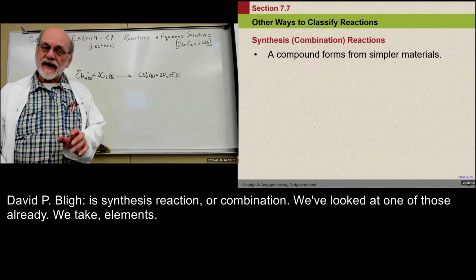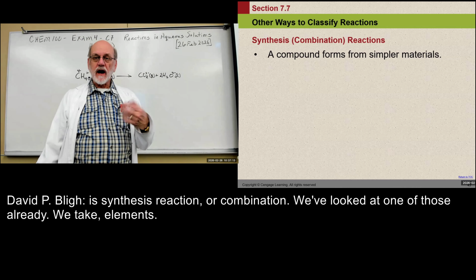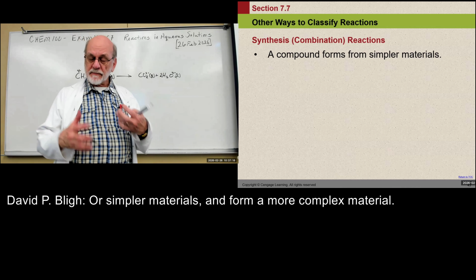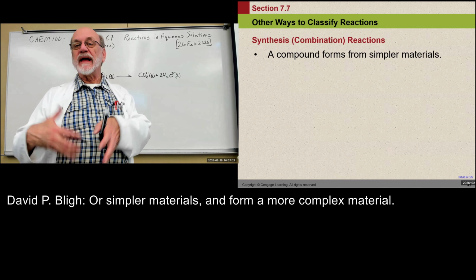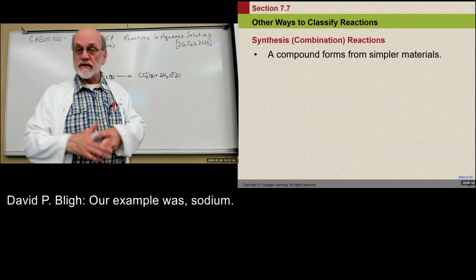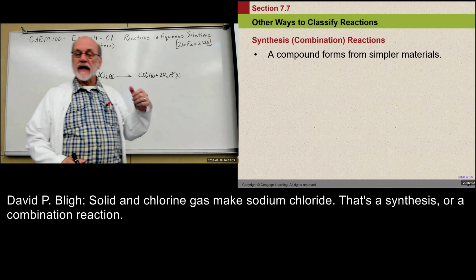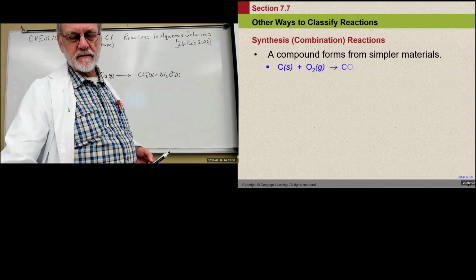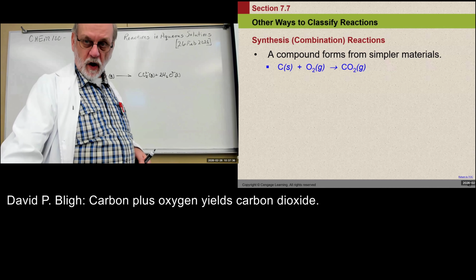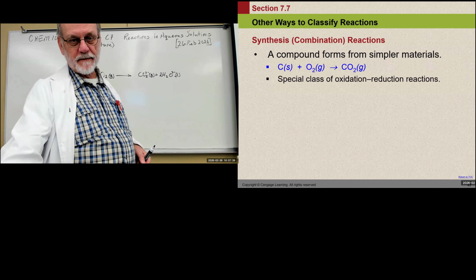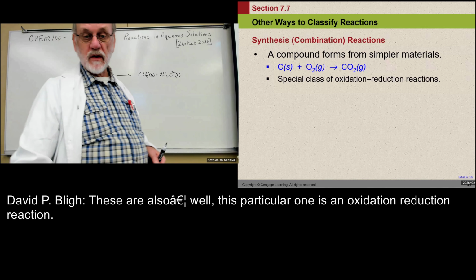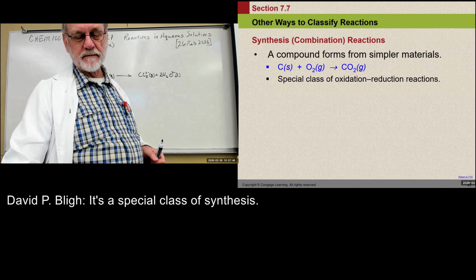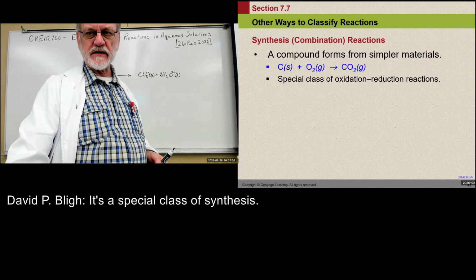Okay, another way to classify is synthesis reaction or combination. We've looked at one of those already. We take elements or simpler materials and form a more complex material. Our example was sodium solid and chlorine gas makes sodium chloride. That's a synthesis or a combination reaction. There's another example. Carbon plus oxygen yields carbon dioxide. This particular one is an oxidation reduction reaction. It's a special class of synthesis.